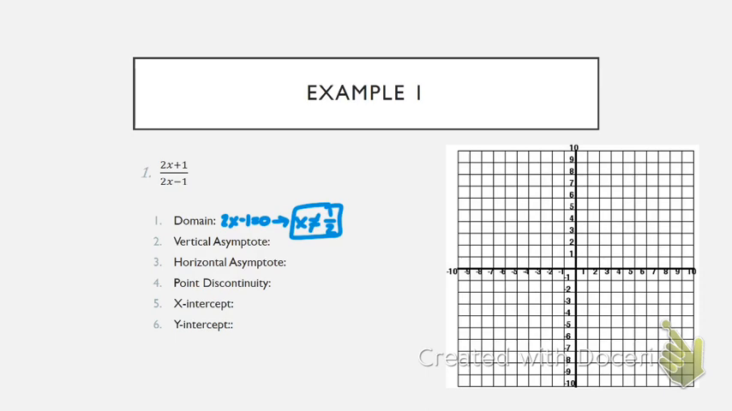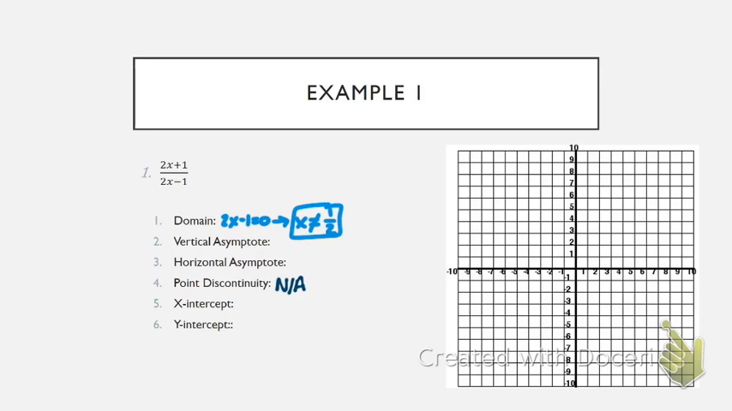If x cannot be 1/2, well, let me move down to point of discontinuity. I should have done that first. If we look at the beginning, we cannot factor the numerator, we cannot factor the denominator, and nothing automatically cancels out since we can't factor it, so we will not have a point of discontinuity.